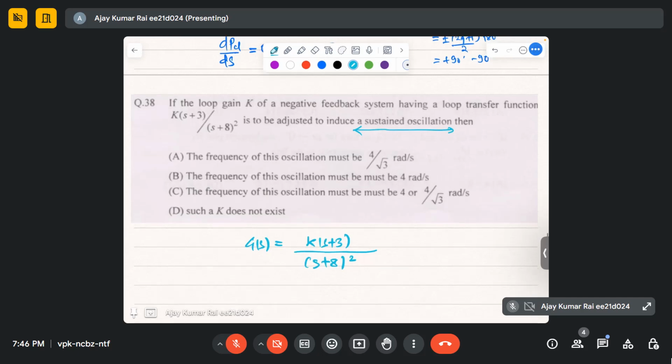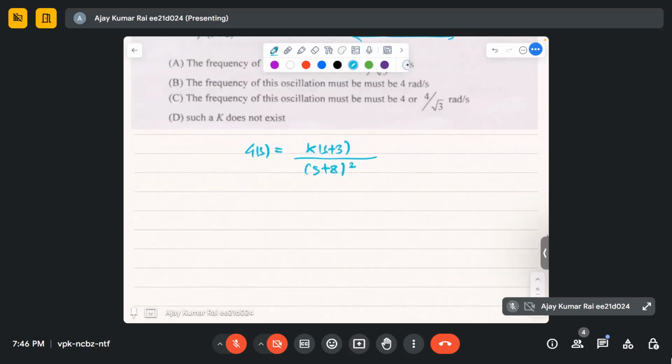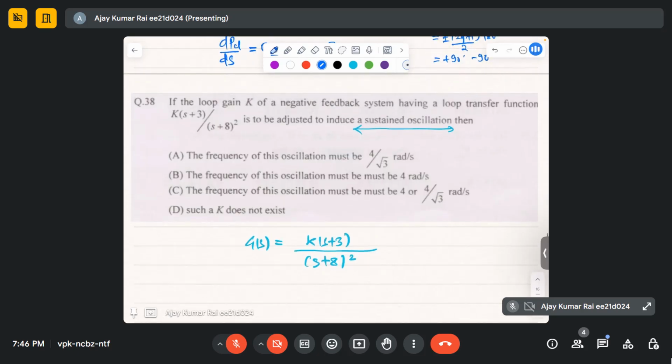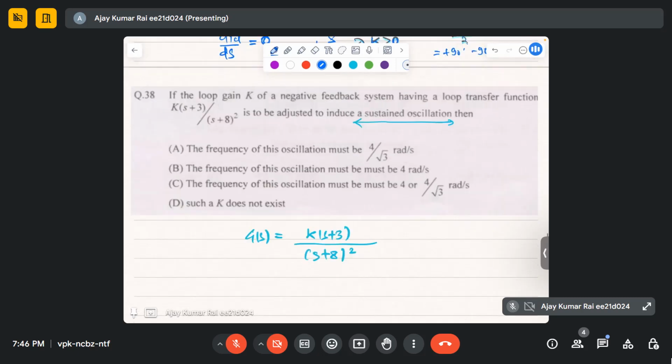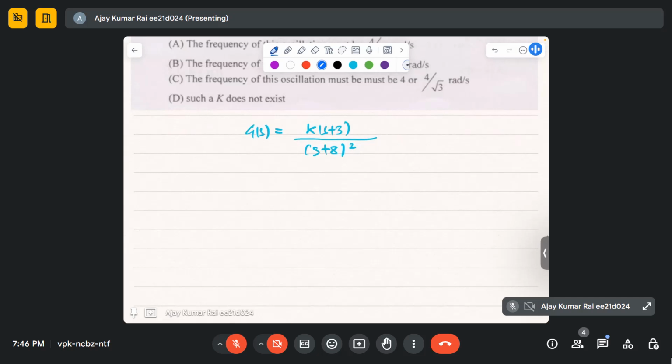Sustained oscillation means the closed loop poles are on the imaginary axis. So one way is you can find out from the root locus, and the other way is we use the Routh's stability criterion. There also you can find out. So let's use that Routh's stability criterion. So what is that? First find the characteristic equation.